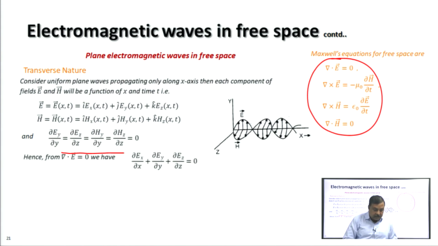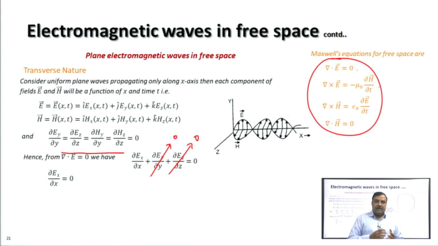Now, from del dot E equal to 0, we have delta E x by delta x plus delta E y by delta y plus delta E z by delta z equal to 0. Now, E x, E y, E z are functions of x and t only. So delta E y by delta y is 0 and delta E z by delta z is 0. So from this equation del dot E equal to 0, we have delta E x by delta x equal to 0.